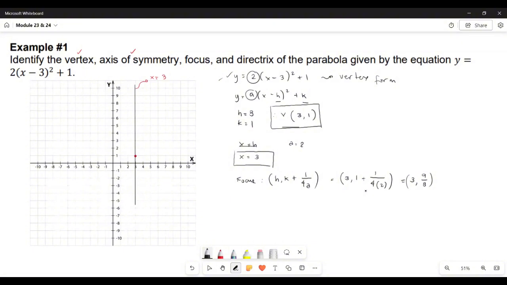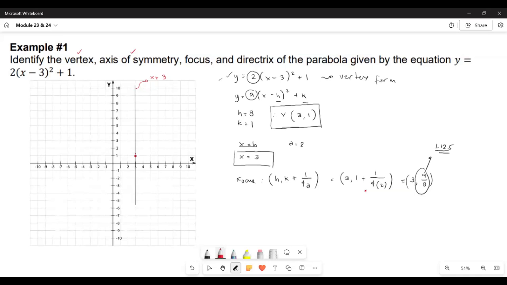Okay. Pero yung 9 over 8 naman na ito, pwede natin i-convert ulit sa 1.125. So, pwede natin gamitin yan since kokonti lang naman yung decimal. So, sabi, ang focus daw is nasa 3, nandito din siya, and then 1.125. So, siguro nandito yun, sa portion na ito. Diyan lang yan.